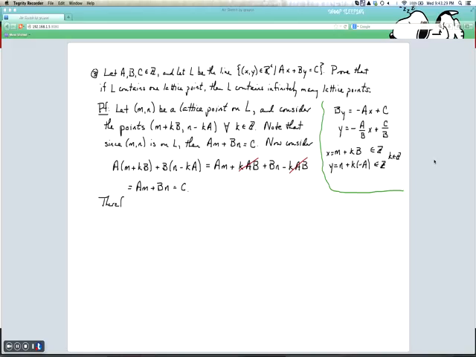Right? Therefore, this infinite set of points is also on the line L.